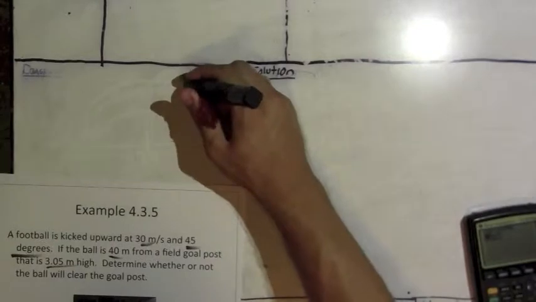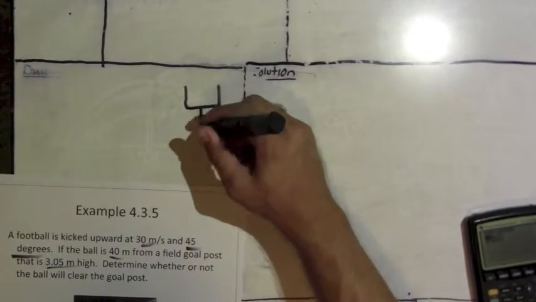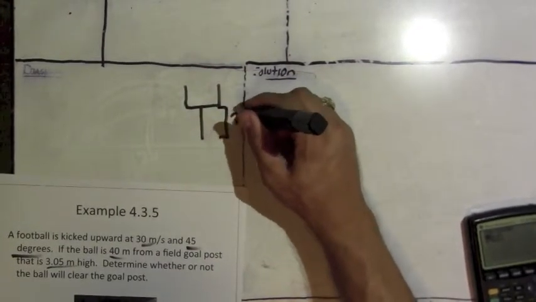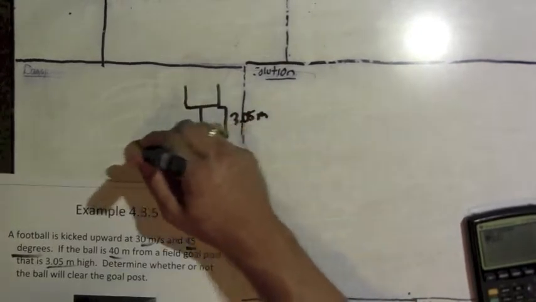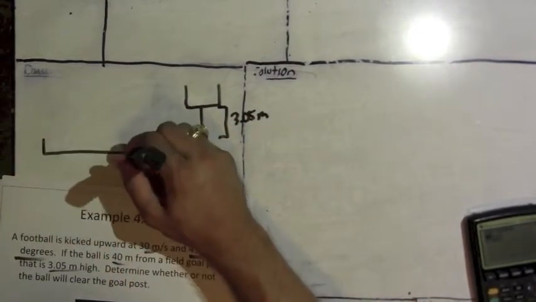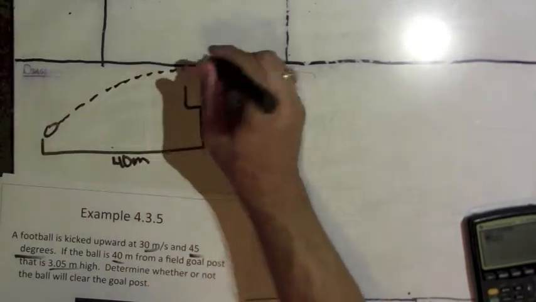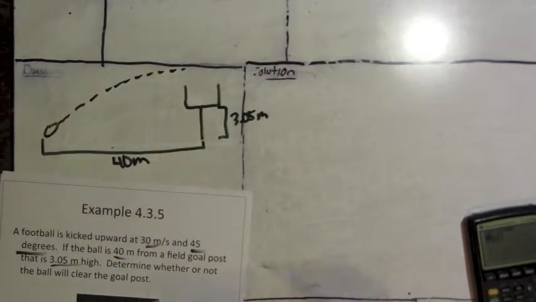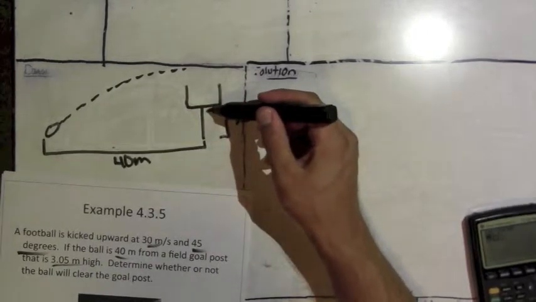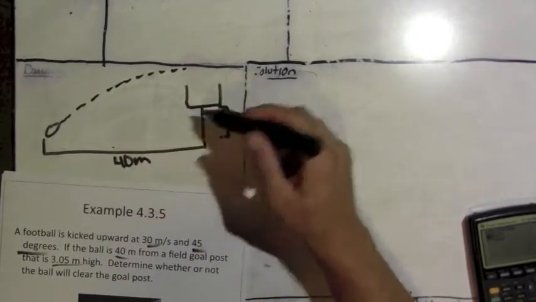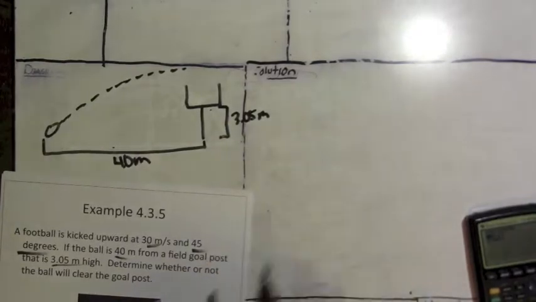So let's go ahead and draw this situation out. What we have is we have a 3.05 meter goal post, and 40 meters away we have somebody who's kicking the ball, and we want to know whether the ball is going to be above the upright whenever the ball gets 40 meters away.